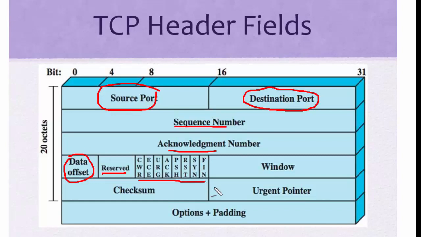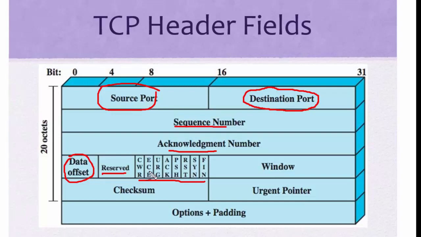And then here is FIN. This finish bit is used to end the TCP connection. TCP is full duplex, so both parties have to use the FIN bit to end the connection. This is the normal method of ending a connection. So I hope you understand this.